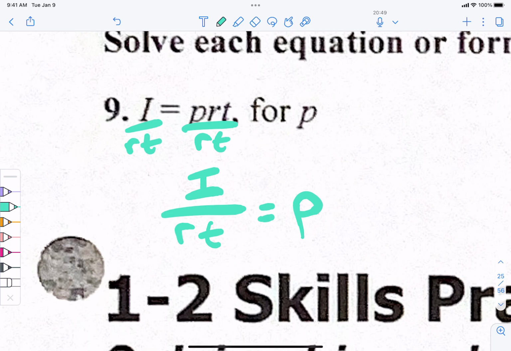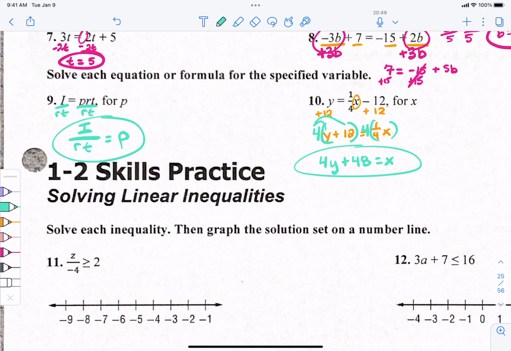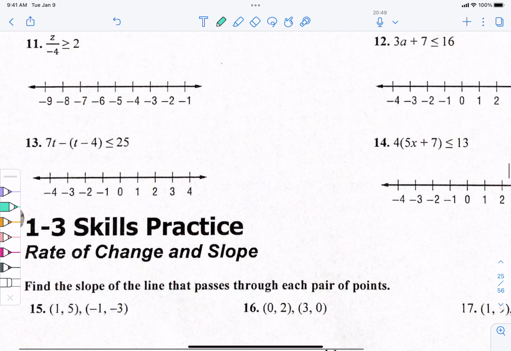I had people asking me this question, and I was like, okay, then what do you do? And they're like, I don't know what I do. And I'm like, okay, what is it asking you to do? Solve it for P. You have to get P by itself. You're done. P is by itself. You're done. I over RT equals P. That's it. Solved for P. Done. Okay? All right, 11, 12, 13, 14.